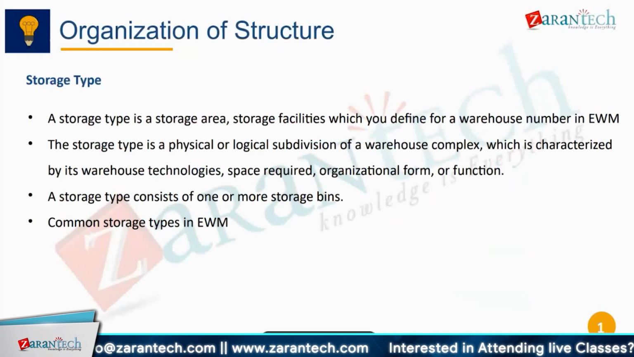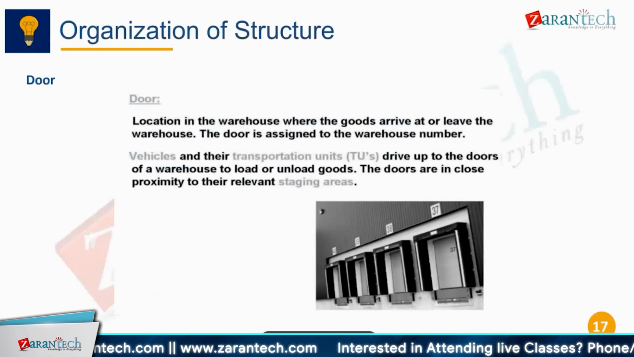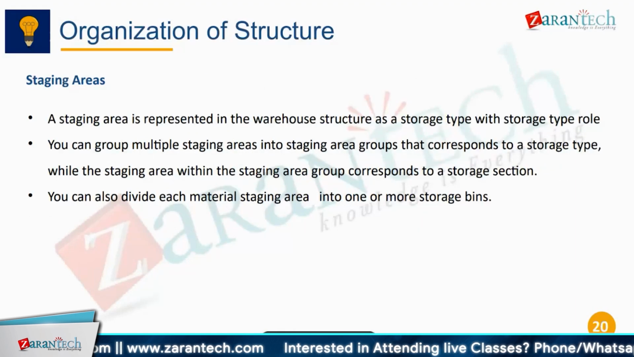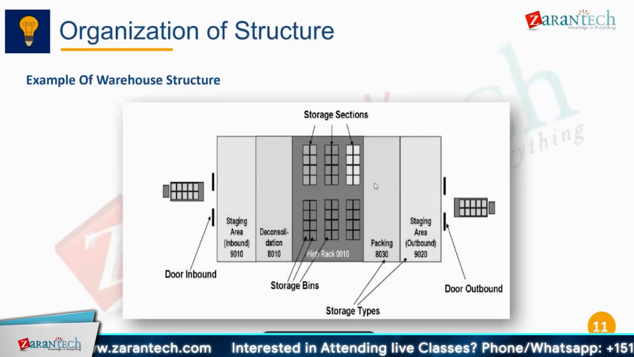Let us try to see an image of a warehouse if I have. Okay, so this one only we could take. So you can see that these are the storage sections, and we have already discussed the staging area, deconsolidation area, packing area, then outbound staging area. These are the storage bins. And you can see this storage type, which is high rack storage. You can see there are various shelves which have been maintained over here. And then you have a storage section.